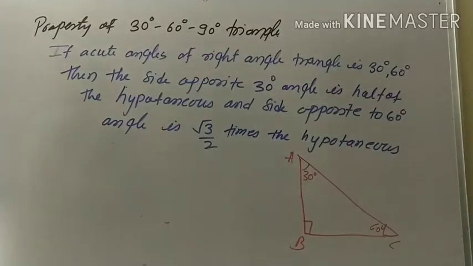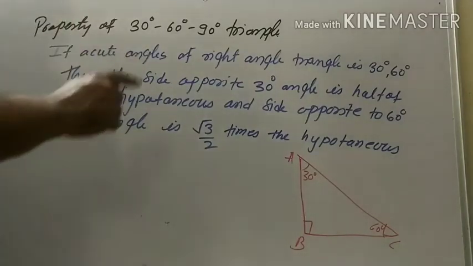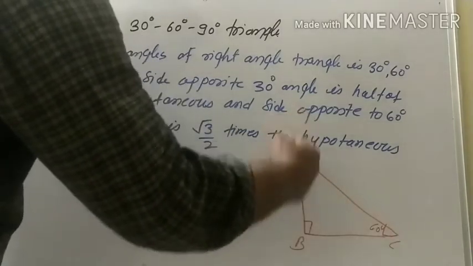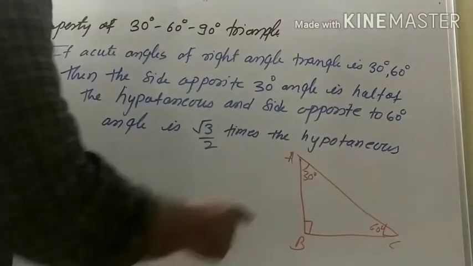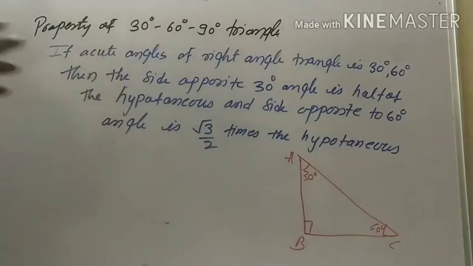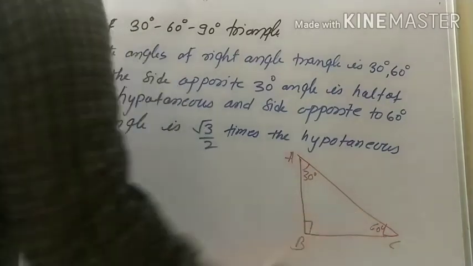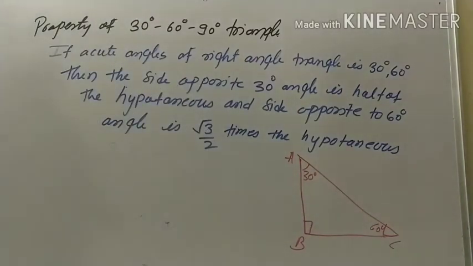Yes. Property of 30 degree, 60 degree and 90 degree triangle. What is the property of a 30, 60, 90 triangle? If the acute angles of a right angle triangle ABC are 30 degree and 60 degree, then the side opposite to 30 degree, which is BC, is half of the hypotenuse.